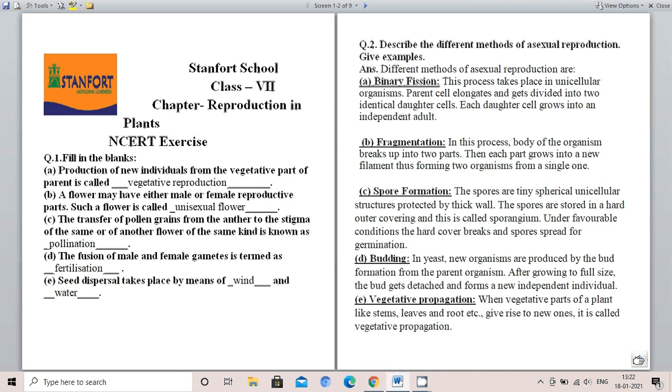Next, C part, the transfer of pollen grains from the anther to the stigma of the same plant or another flower of the same kind is known as pollination. Pollen grain का transfer हो रहा है, stigma पे जा रहा है, that is known as pollination.